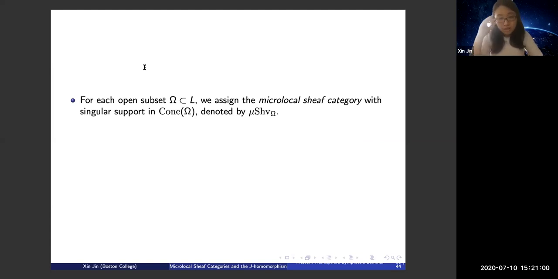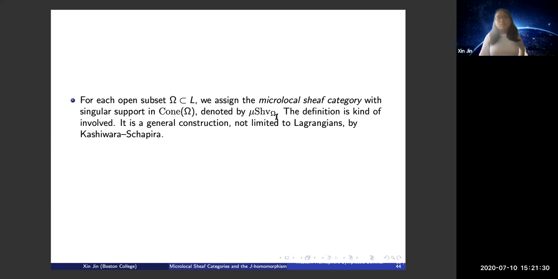So now we can assign a sheaf of categories on L. For each open set omega in L, we will assign the microlocal sheaf category with singular support in the cone of omega. This is part of the conical Lagrangian, not closed. It will be denoted by musheaf sub L of omega. The definition is a little bit involved. There's a more general construction, not limited to Lagrangians, by Kashiwara and Schapira.